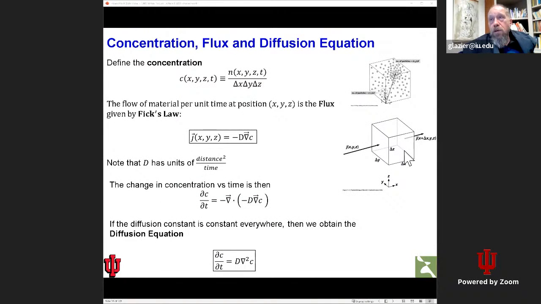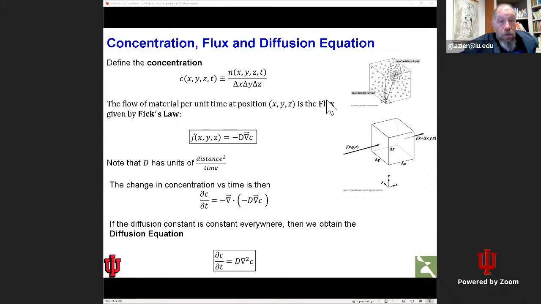Okay, so let's define the concept of a concentration, assuming that it's meaningful. We're going to count within a volume how many particles we have, n, within a volume. And we'll say the volume is centered at x, y, and z. It's going to be a function of time. And we're going to say that it's in a box of side delta x, delta y, delta z. And so the concentration is the number of particles divided by the volume.